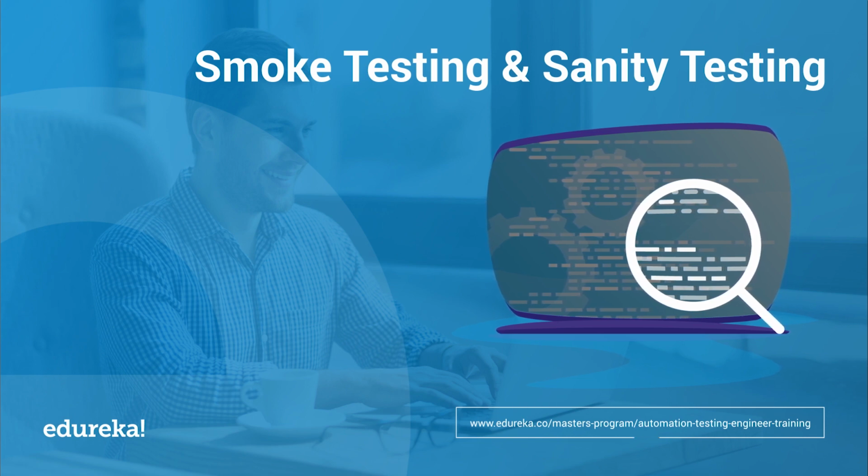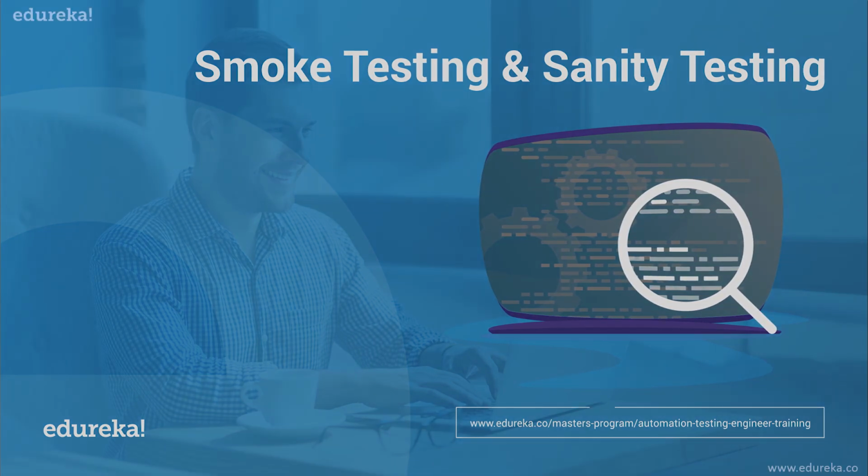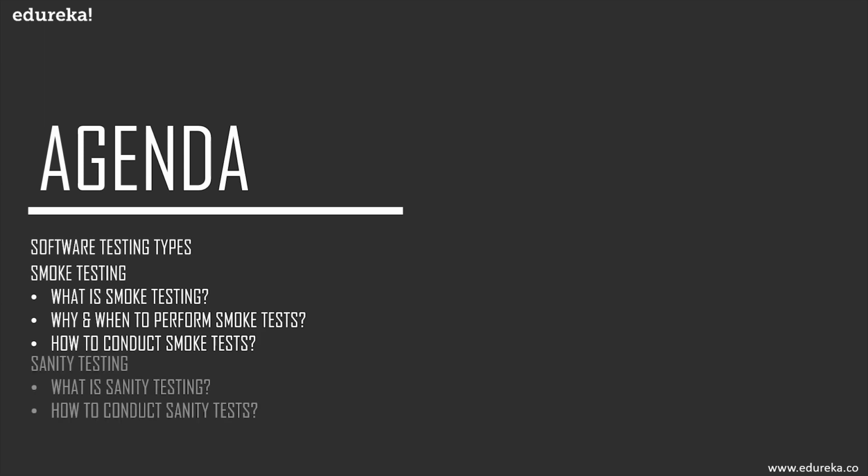But before we proceed, let's take a look at the topics which we will be talking about in today's session. We will begin by talking about different types of software testing, and then we will move on to our topic, smoke testing. There we will learn what smoke testing is, why and when to perform smoke tests, and finally how to conduct some smoke tests. Then we will move on to sanity testing. There we will learn what sanity testing is, how to conduct sanity tests, and finally we will end this session by discussing the key differences between smoke testing and sanity testing. So I hope the agenda was clear to you guys.